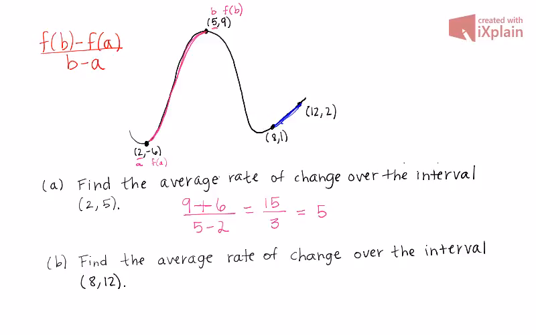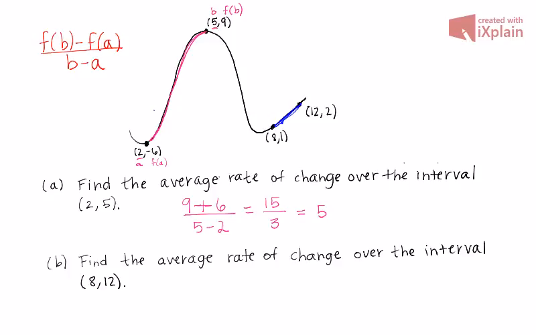Comparing this interval to the last interval I just did, I know that my average rate of change is not going to be as steep because this portion of the graph is not as steep. So it's going to be a smaller number than 5. This is a steeper slope, so it's going to have a larger average rate of change.